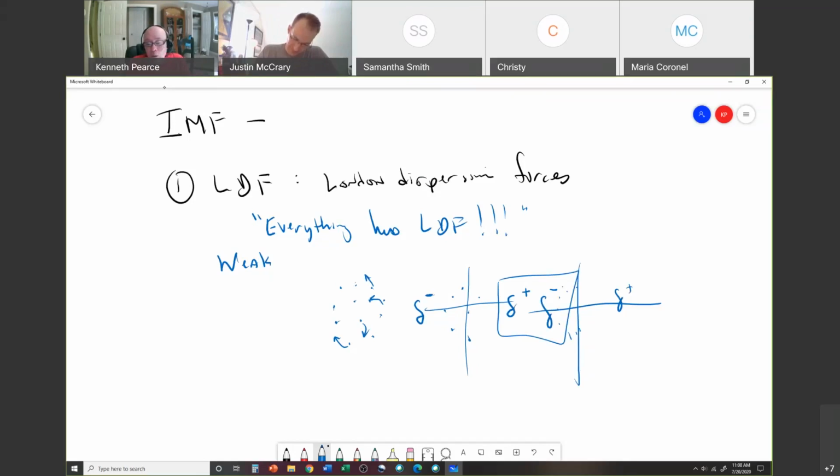Now, what do you have to have for LDF to happen? You have to have electrons. And you have to have more electrons on one side than the other. What's on the outside of all atoms? Electrons. So more electrons equals greater LDF. Now, LDF, London dispersion forces, is weak. It's weak compared to the other forces that you have.